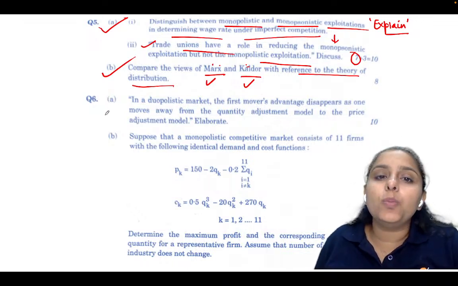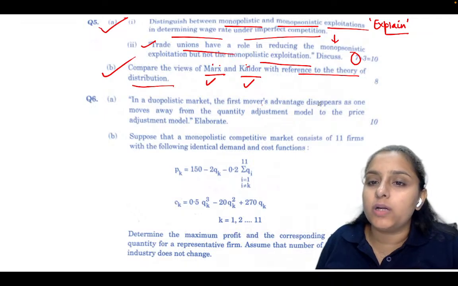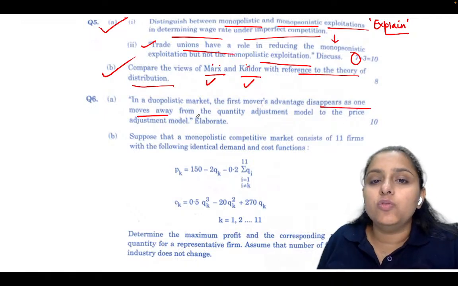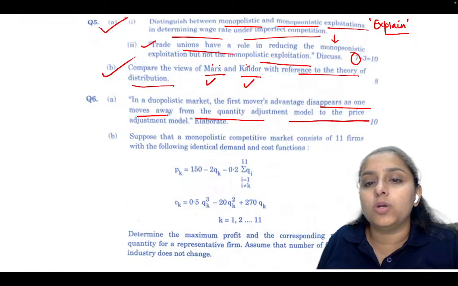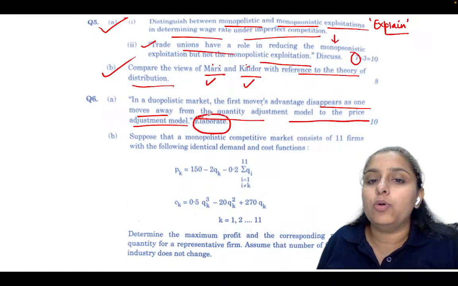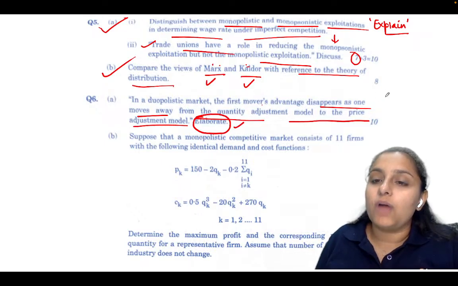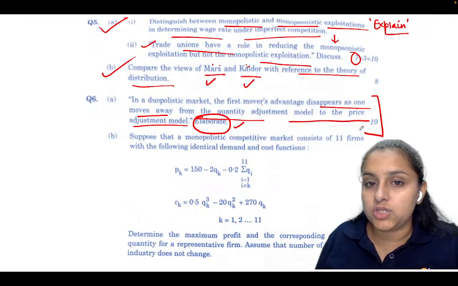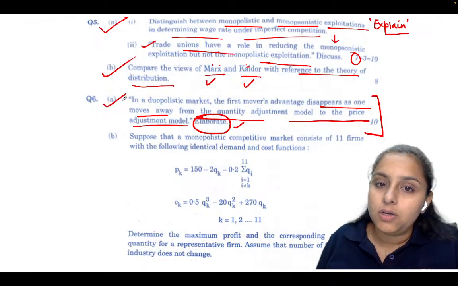6A, in a duopolistic market, the first mover's advantage disappears as one moves away from quantity adjustment model to the price adjustment model. Given a statement, you have to elaborate the statement. So you have to explain that, okay, how the first mover advantage is going to disappear, right?